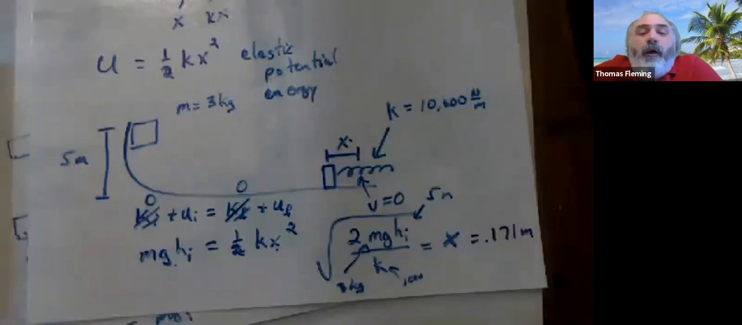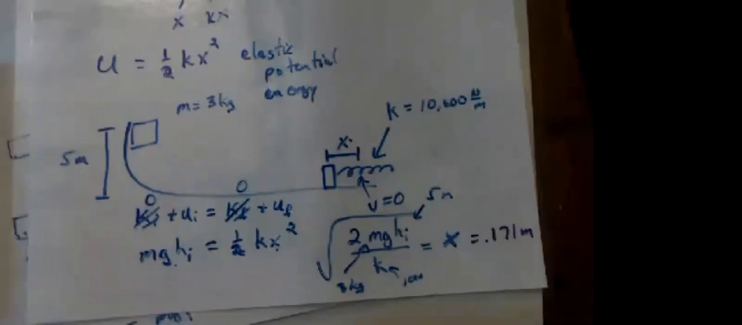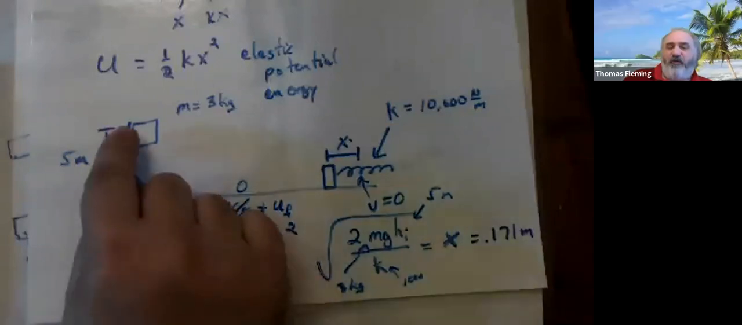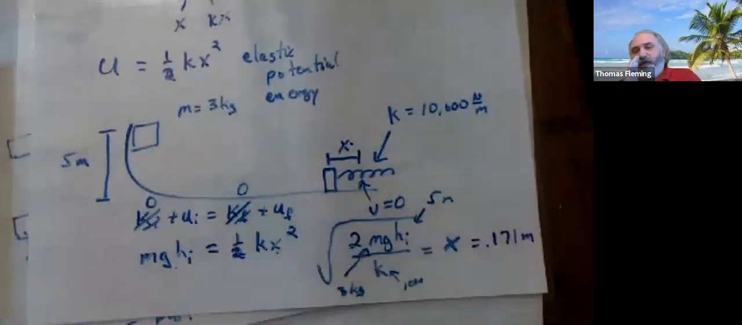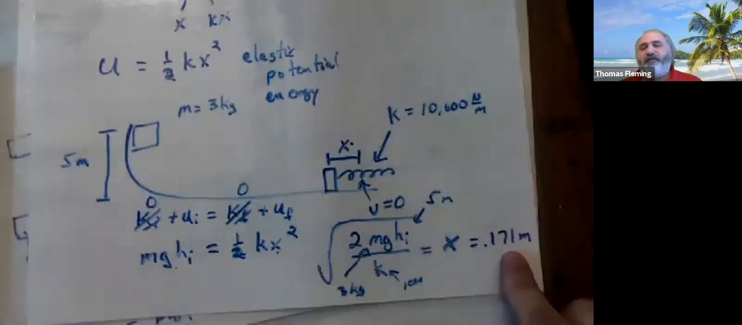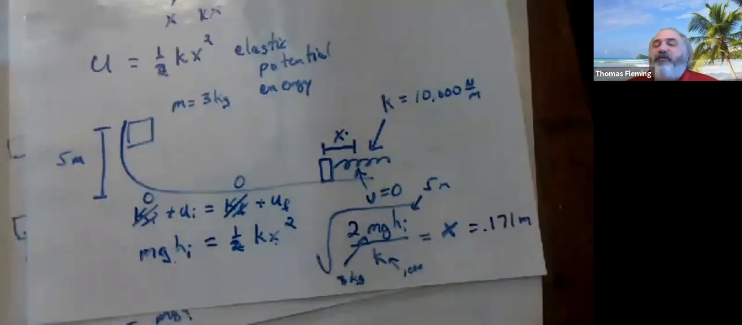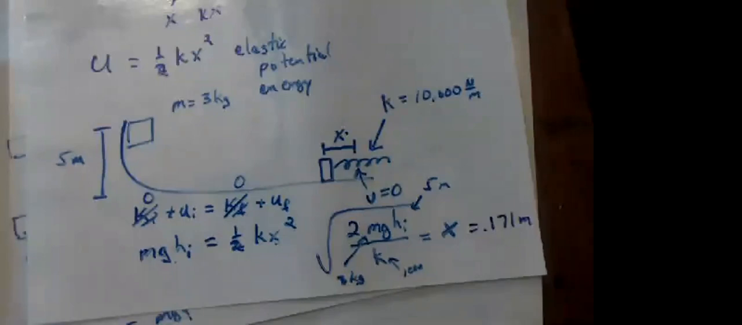Now, will the box stay stopped? Can you say that again? So the box is going to slide all the way down here. It's going to pick up speed as it goes. It's going to hit this thing and compress it until it goes this distance. And at that point, it's going to have a velocity of 0. But will it stay stopped? No. Why not? Would the spring push it back?